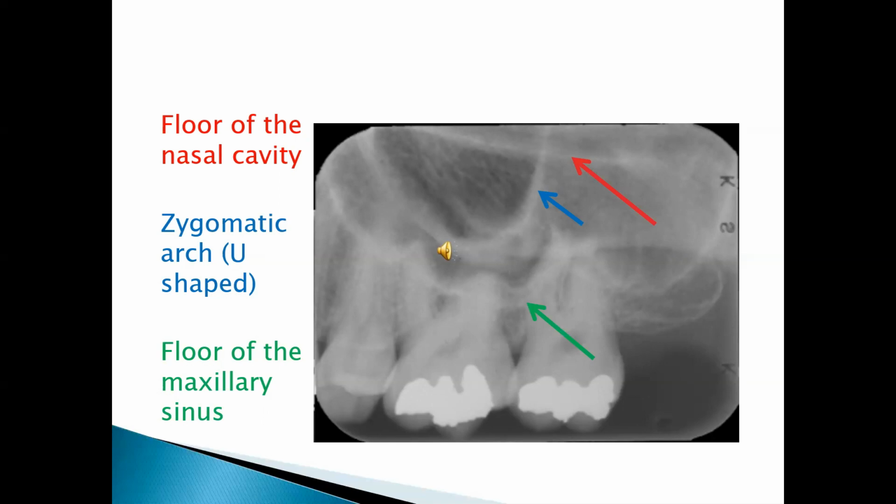The last landmark we are going to discuss here with reference to this radiograph is shown by the green arrow. Now this is the floor of the maxillary sinus. The floor of the maxillary sinus will usually tend to have a more scalloped appearance going along with the curvature of the roots of the maxillary molars. So these are the three landmarks, and you need to repeatedly look at many radiographs to identify these landmarks correctly.